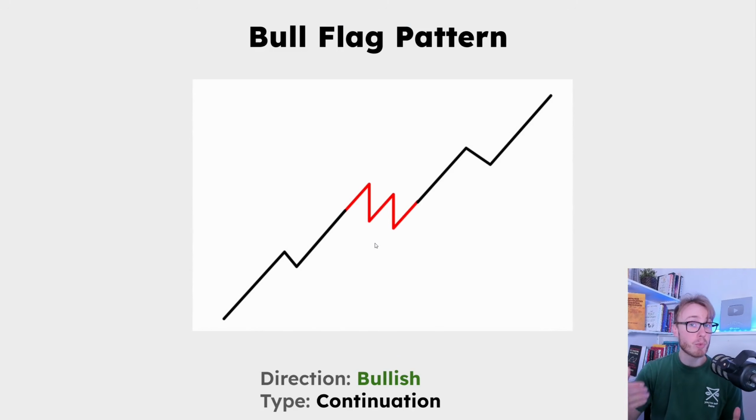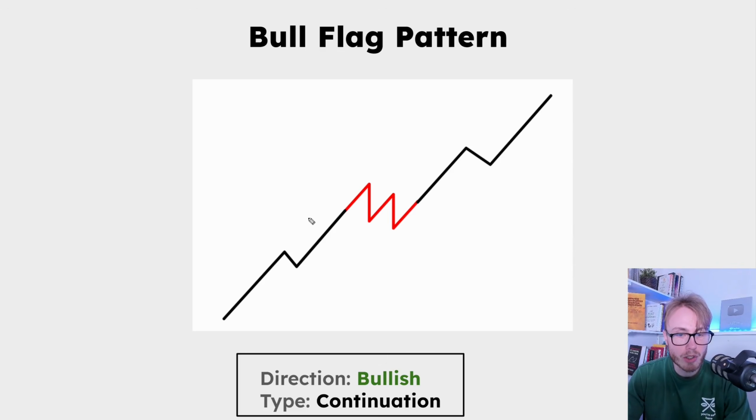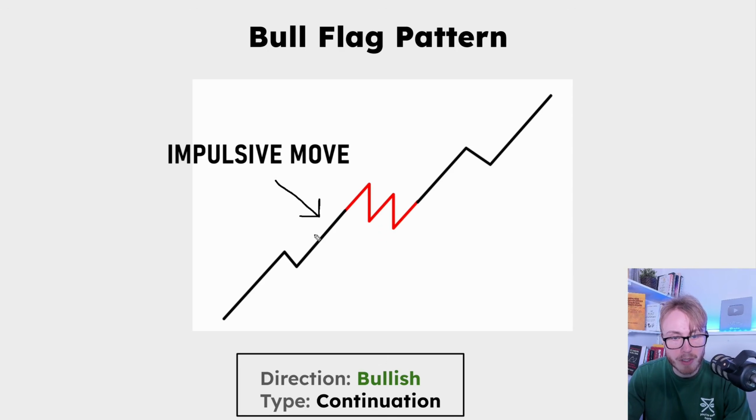The bull flag is one of my personal favorites. I really like this pattern, both because it happens so often in the market, it appears all the time, and it's also a relatively simple pattern. To identify a good bull flag, you want to see a strong impulsive move. The move that goes in the same direction as the trend is called an impulsive move.